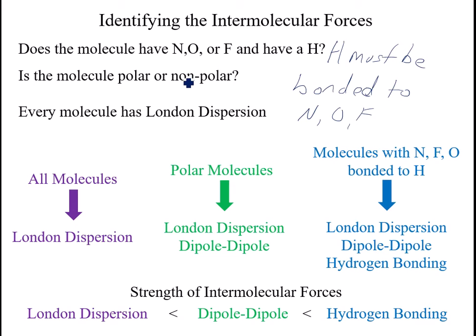Is the molecule polar or nonpolar? And of course, every molecule has London dispersion. So all molecules have London dispersion. Polar molecules have London dispersion and dipole-dipole. And molecules that have nitrogen, fluorine, or oxygen bonded with hydrogen have London dispersion, dipole-dipole, and hydrogen bonding. The strength of the forces goes: London dispersion is the weakest, dipole-dipole is the middle, and hydrogen bonding is the highest, not only because it's got the strongest interaction, but because a molecule that has hydrogen bonding also has dipole-dipole and London dispersion.